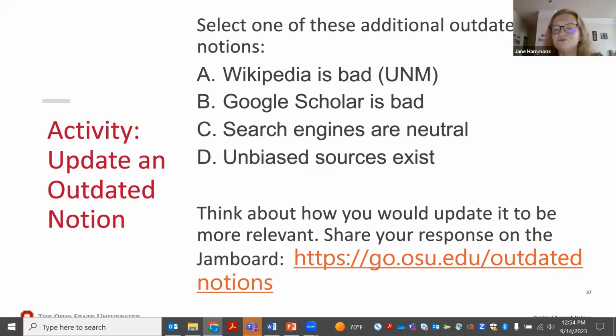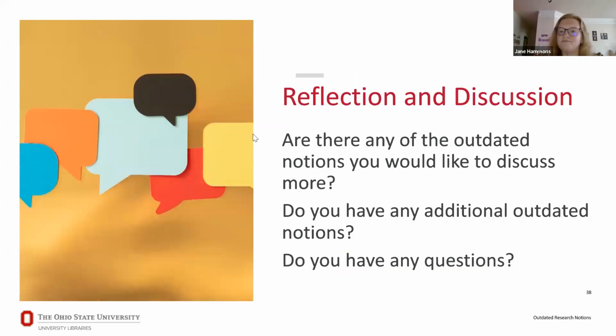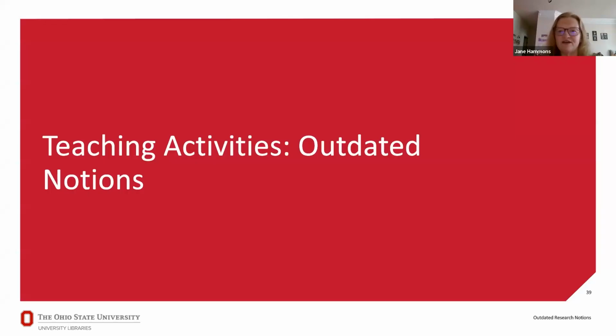But things like unbiased sources still exist. You still see guidance out there that you need to find the objective source, those kinds of things. So yeah, thank you all. So these are just a few examples of some additional outdated notions and how we might update them. Any questions on any of those before I share really quickly some quick ideas about teaching activities and notions?